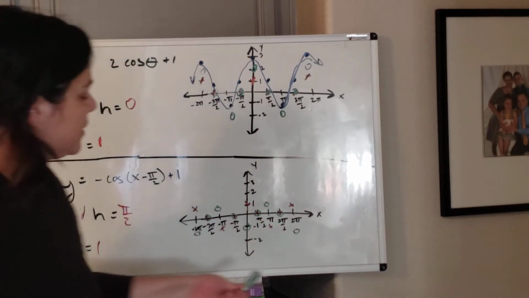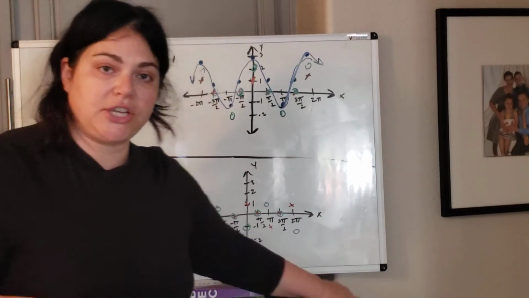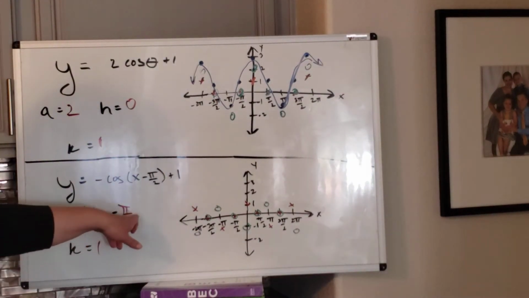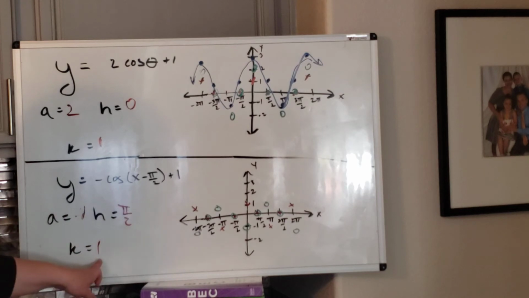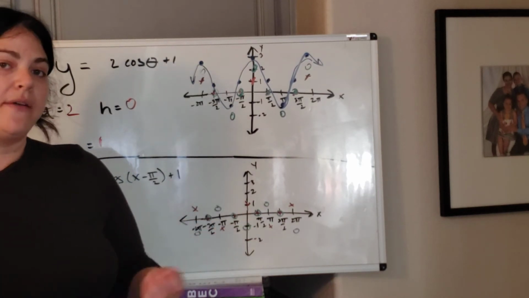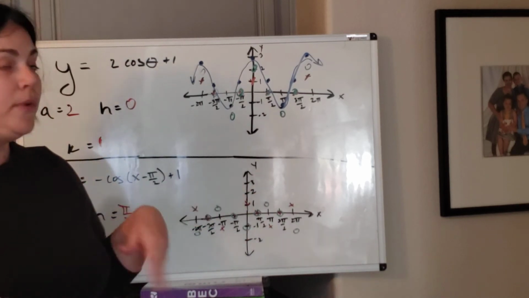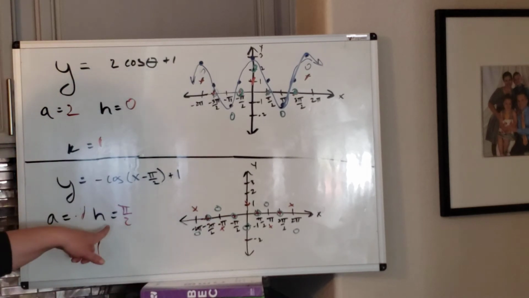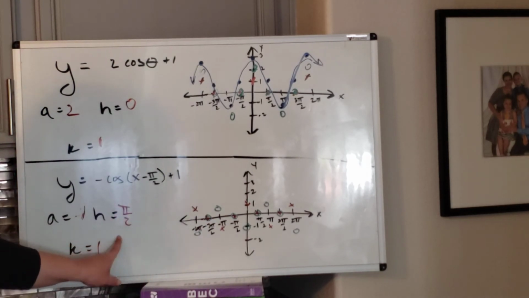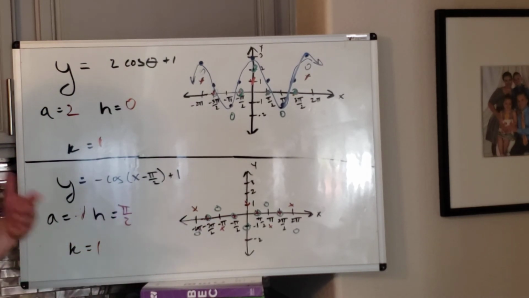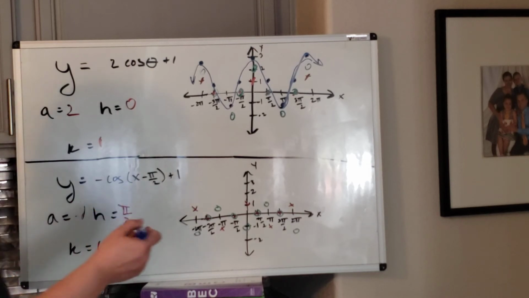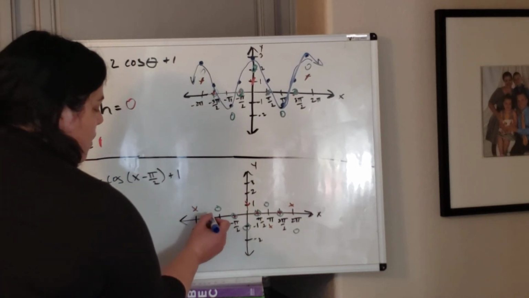Lastly, I need to move H and K. So in this case, I do have an H, which is pi over 2, and I have a K that is 1. So again, all of these increments on the graph are in terms of pi over 2. And that means that I'm moving 1 unit to the right. So based on this, I'm moving 1 unit to the right and 1 unit up. And that's from the green, which is my second. So 1 to the right, 1 up.